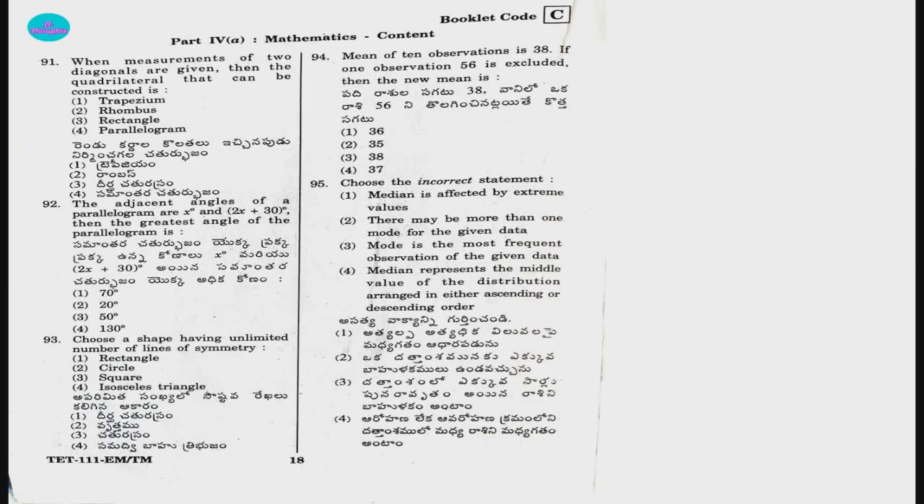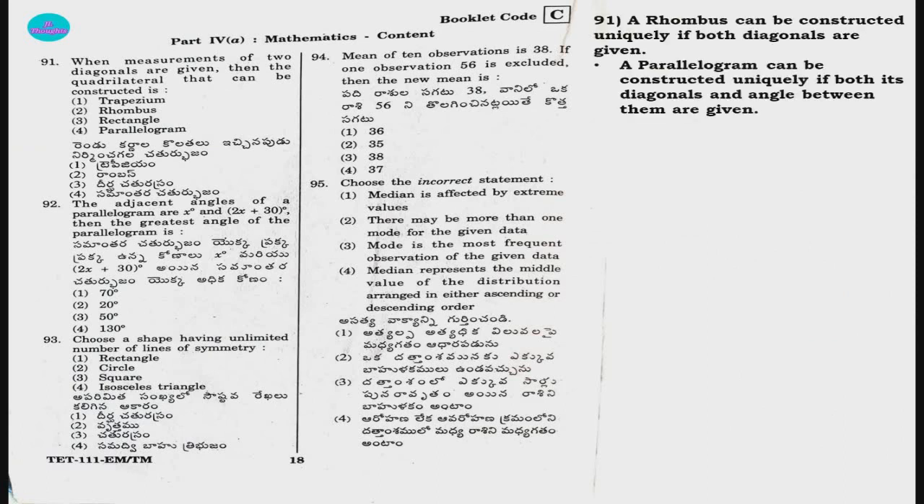91. When measurements of two diagonals are given, then the quadrilateral that can be constructed is: option 1 trapezium, 2 rhombus, 3 rectangle, 4 parallelogram. A rhombus can be constructed uniquely if both diagonals are given, and the same is given in the question for us. Two diagonals are given, so the answer for this is rhombus. And a parallelogram can be constructed uniquely if both its diagonals and the angle between them are given.